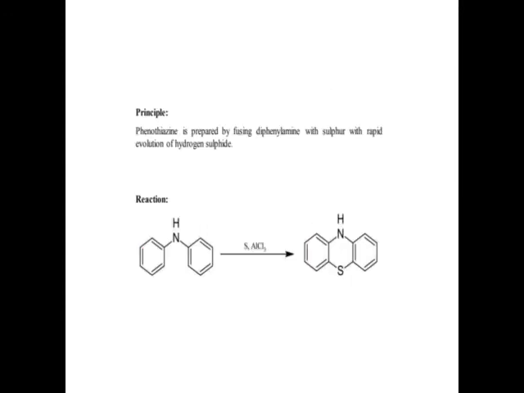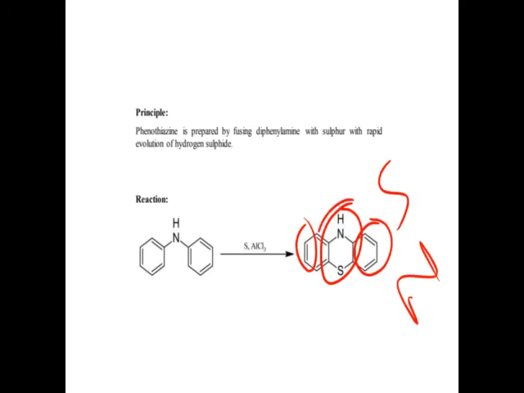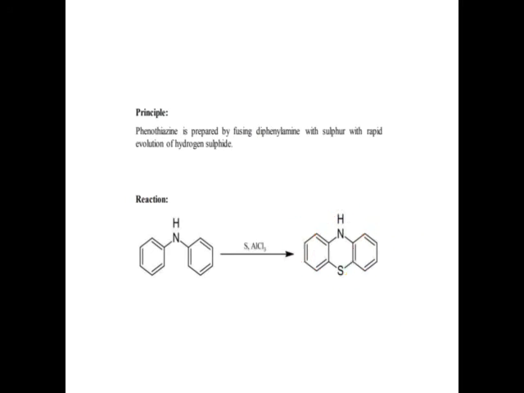Then we are moving to the next synthesis, that is the synthesis of phenothiazine. So as the name indicates, these are the phenyl groups. This is the thiazine. Thia means sulfur, azine means nitrogen. So both are present in this ring. So it is called phenothiazine. So the central ring is the thiazine ring.